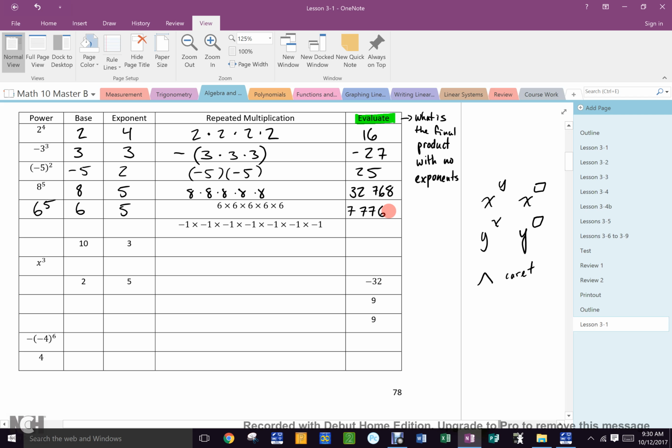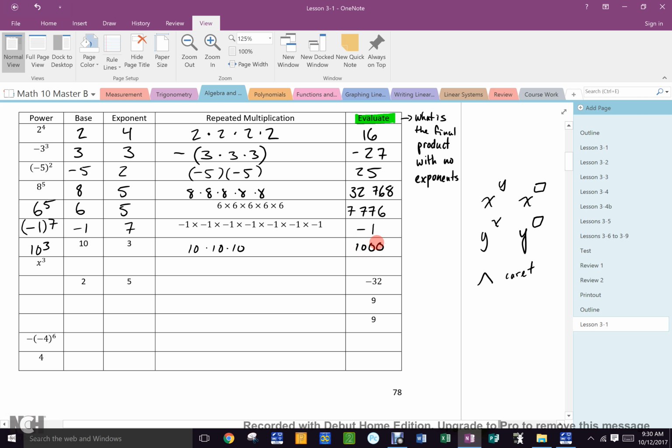What about the next one? What's the power? Negative 1 to what power? 7. The base is negative 1. The power is 7. What's the value? Negative 1. 10 cubed. 10 times 10 times 10.